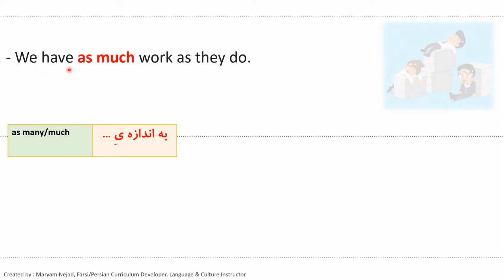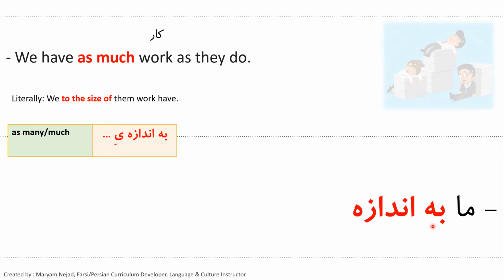Next, we want to say we have as much work as they do. So work is کار and then as much is به اندازه. ما به اندازه آنها کار داریم.